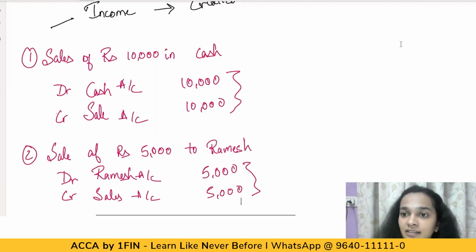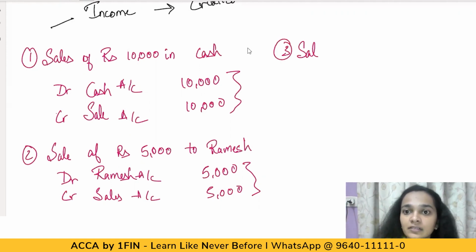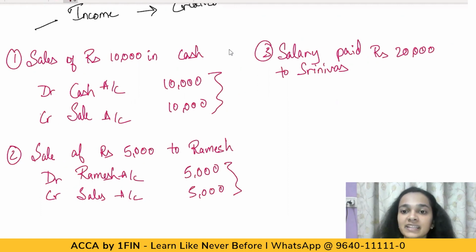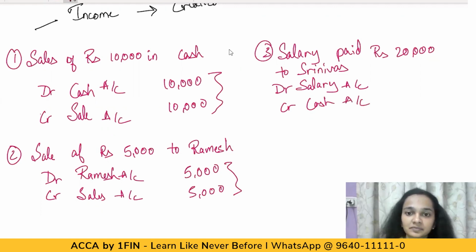Let's take another example. Salary paid rupees 20,000. What will be the journal entry for this? Salary paid to Srinivas. What will be the journal entry for this? So when we are paying salary, salary is an expense for the organization. So we'll have to debit salary account and credit cash because cash is going out. Let's take one last example.